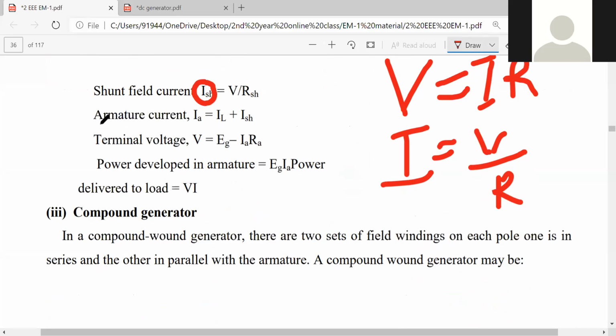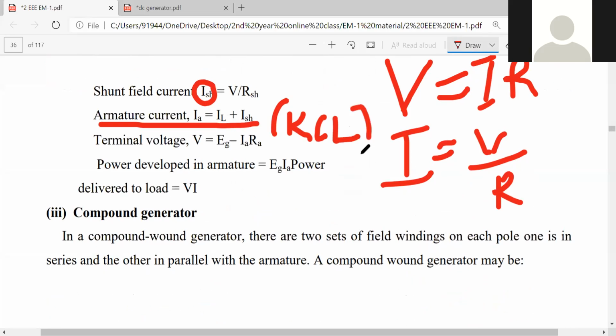So for that node, according to KCL, Kirchhoff's current law, incoming current equals IL, outgoing current is equal to IL plus ISH. So this is the current equation.